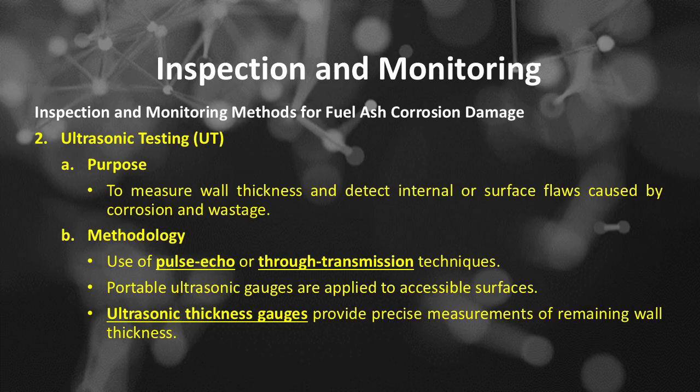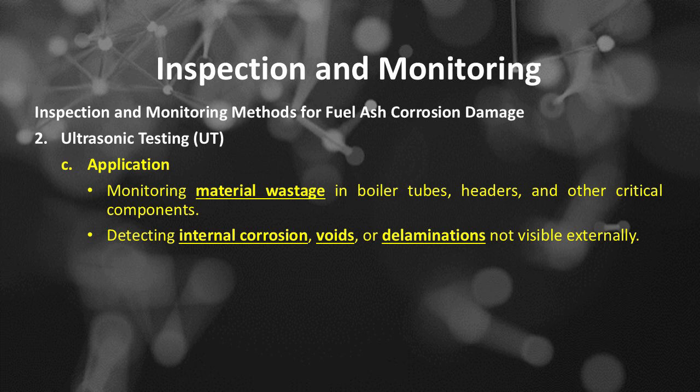Portable ultrasonic gauges are applied to accessible surfaces. Ultrasonic thickness gauges provide precise measurements of remaining wall thickness. Number C. Application. Monitoring material wastage in boiler tubes, headers, and other critical components. Detecting internal corrosion, voids, or delaminations not visible externally.